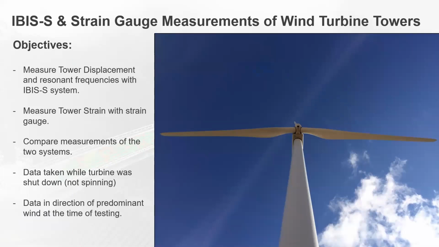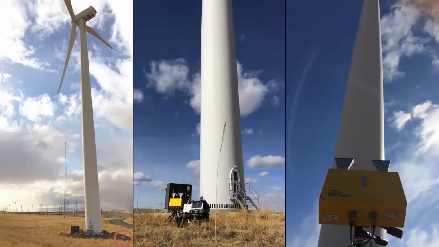We took the data while the turbine was shut down, so it was not spinning actively. And then we took the data in the direction of the predominant wind at the time of the testing. So this was really just the natural frequencies of the tower due to the ambient wind loading. Here's some photos of the setup. The photo on the left, you can see the tiny IBIS system there in the circle on the bottom right of the photo. These are obviously large wind turbine towers. A photo showing the system pointed up at the tower, kind of a photo from the system's perspective.